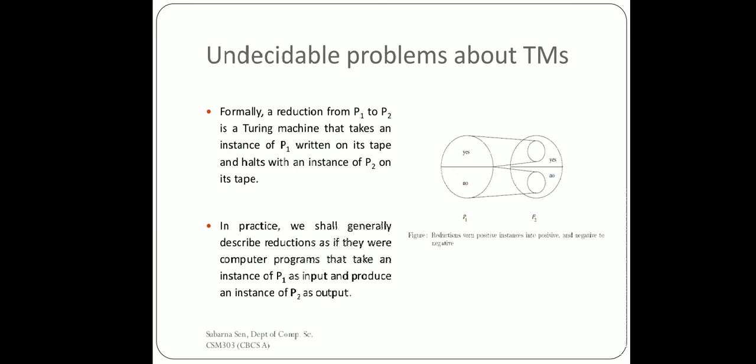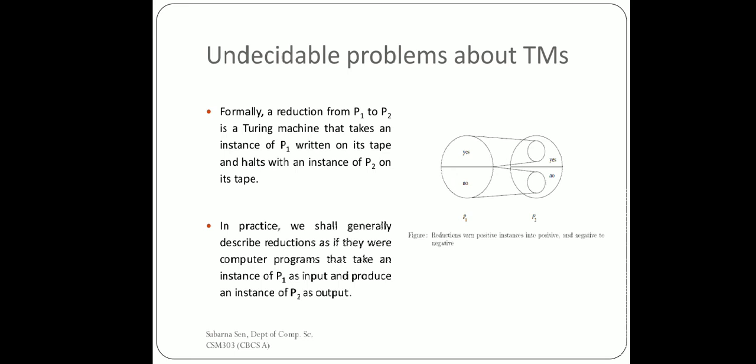But in practice, you cannot construct any tape of a Turing machine. We have to proceed in a programmatic approach. We have to construct computer programs, right? So what we will do here is pick up an instance of P1 and produce an output of P2. That means from P1 we are converting something to P2, right?